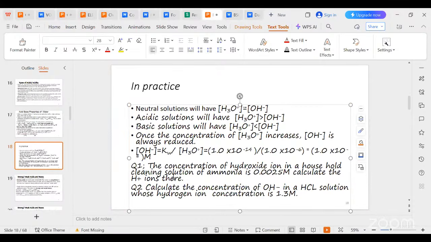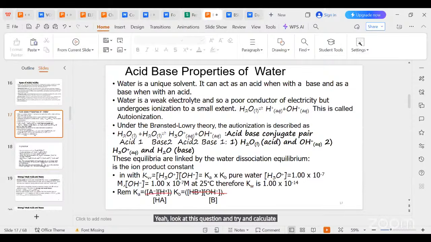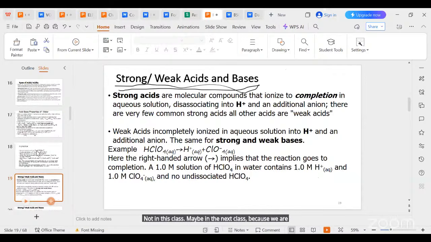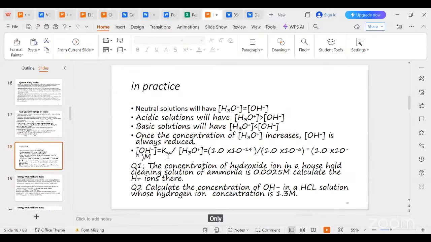So yeah, look at this question and try and calculate it. Not in this class, maybe in the next class, because we are constrained of time. I only have two lectures with you. So the concentration of hydroxide ion in a household cleaning solution of ammonium is this.